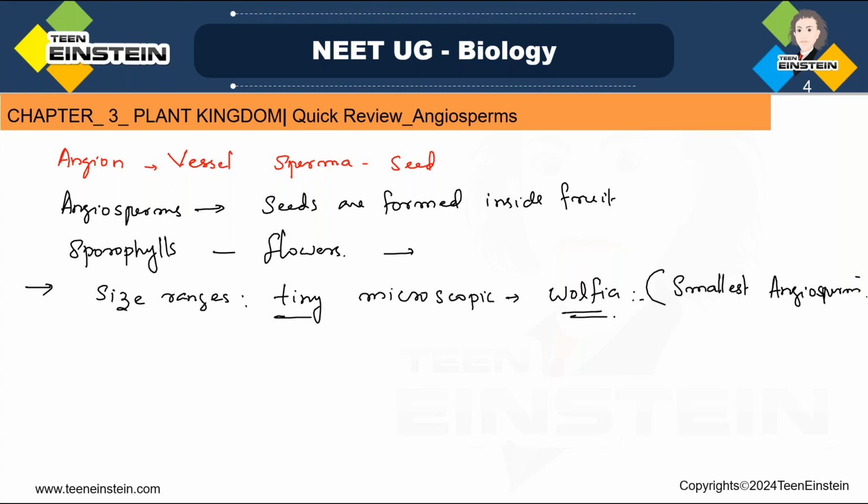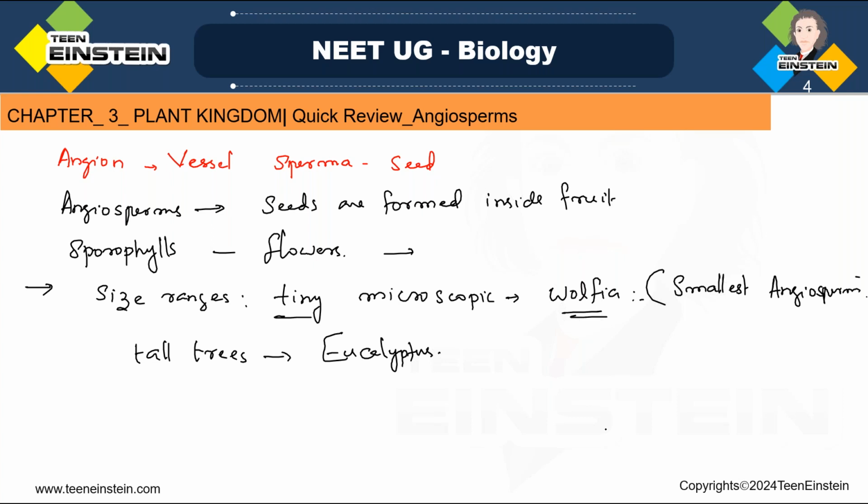So one example we are saying is Wolffia, the smallest angiosperm, and from that to tall trees, very big tall trees you can see. So tiny forms are there, microscopic forms are there, and the tallest ones are also there, like eucalyptus trees, which are more than 100 meters. You can see the range, right?